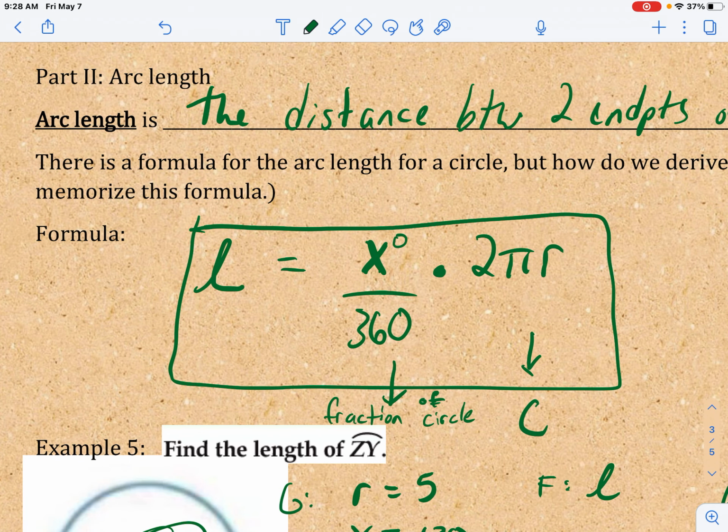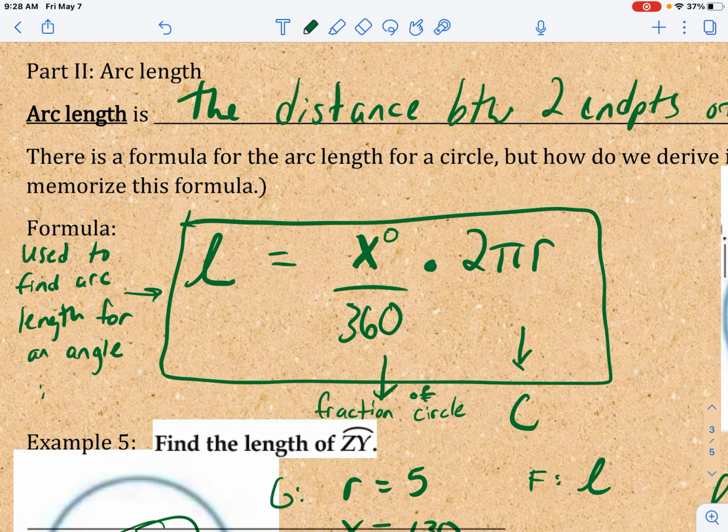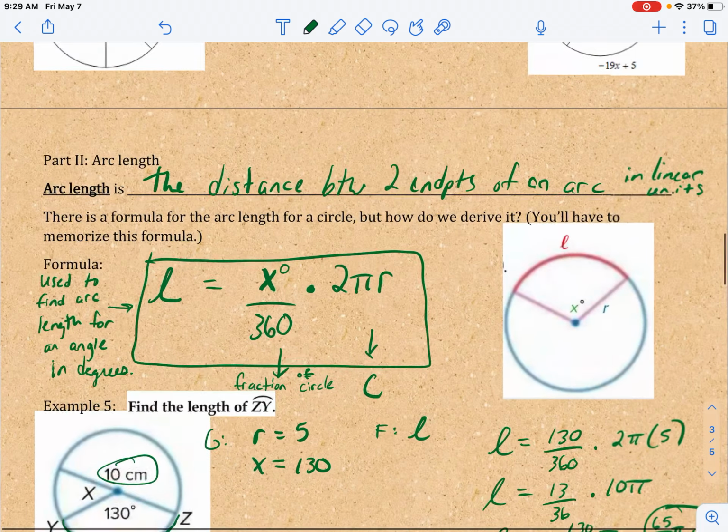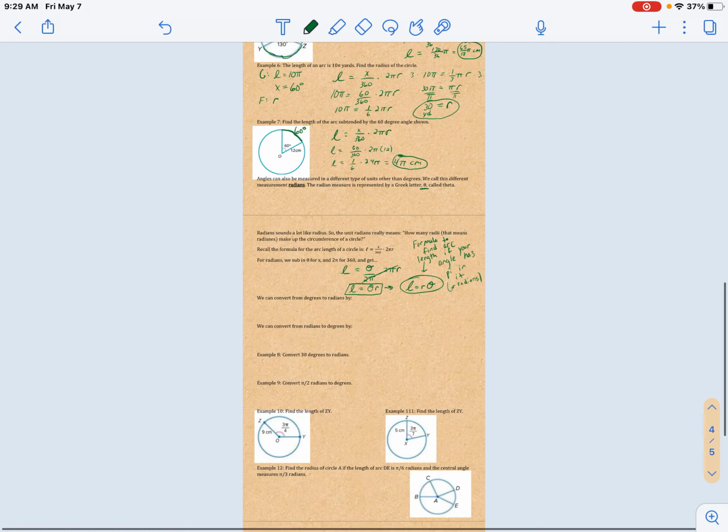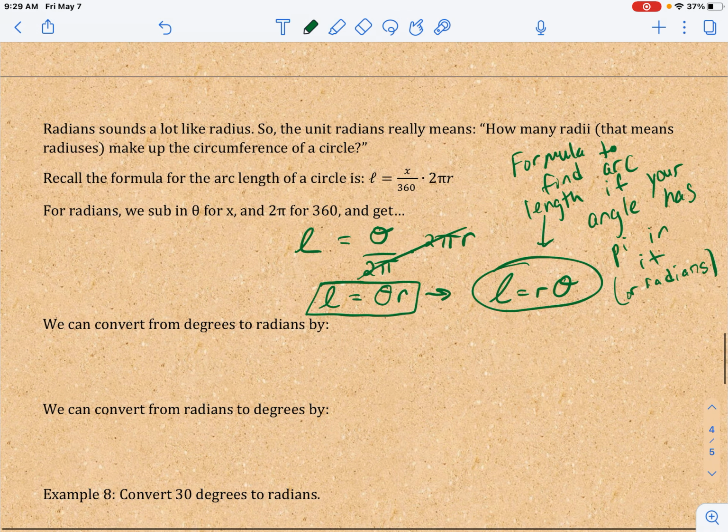So this formula is used to find arc length for an angle in degrees. Okay? So there's two different formulas, okay? But you can convert from degrees to radians and radians to degrees.